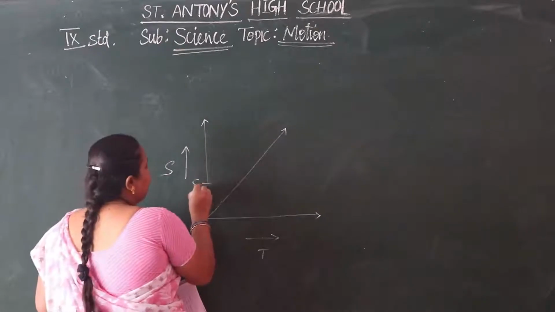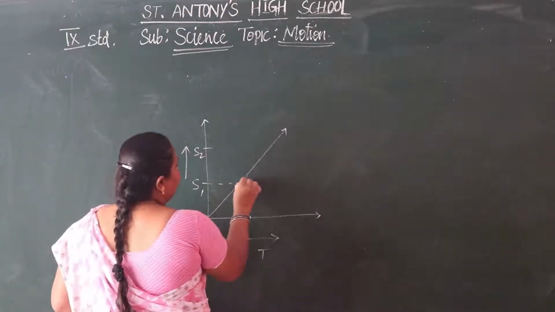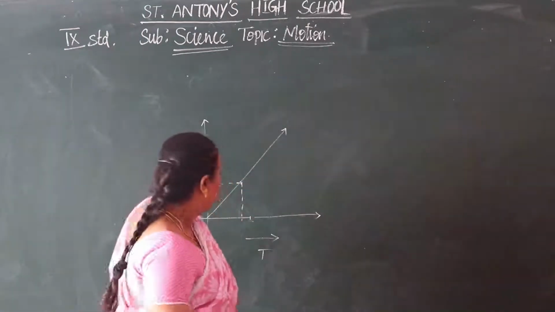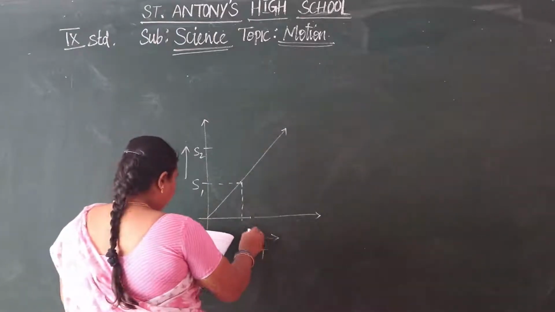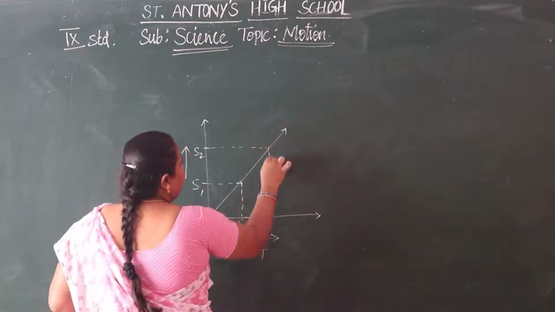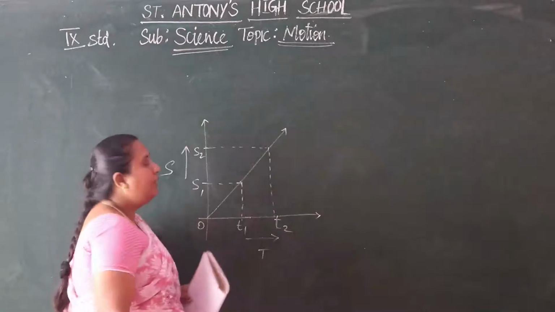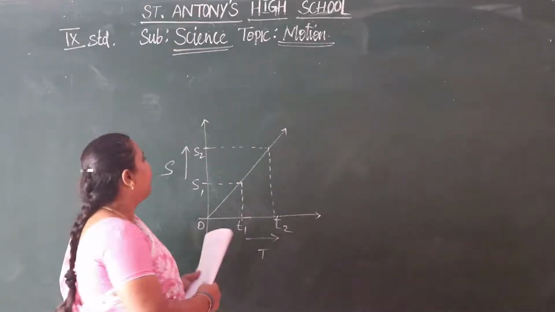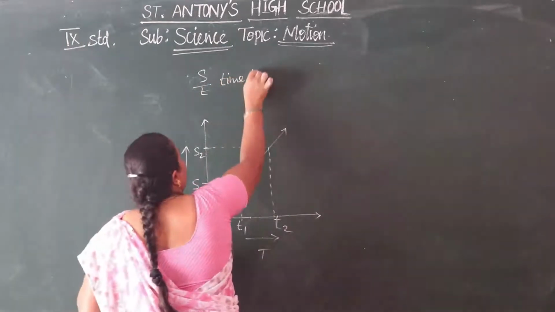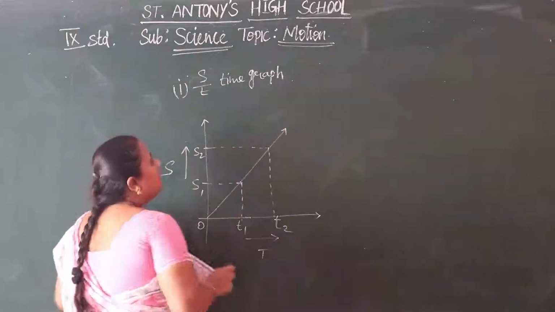So we have S1 and S2 as speed, and time is also like this, T1 and T2. So here S2, here we have T2. See, we have the distance-time graph, the S by T graph.